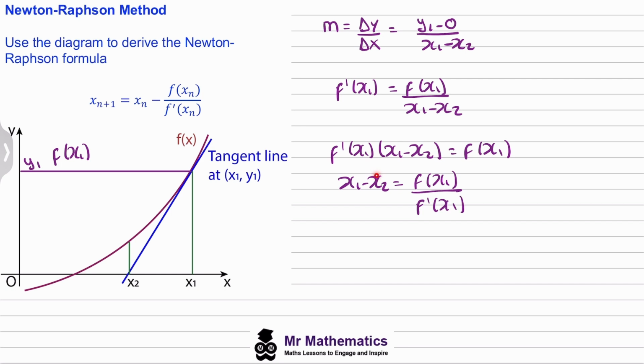And then we'll move the x2 to the right-hand side and this fraction over to the left-hand side. So x1 minus f of x1 over f prime of x1 will equal x2. And that's what we have here. We've got the next term will equal the current term minus f of x over f prime of x. Okay? In the next example, we're going to look at how we can apply this to find the roots of an equation.